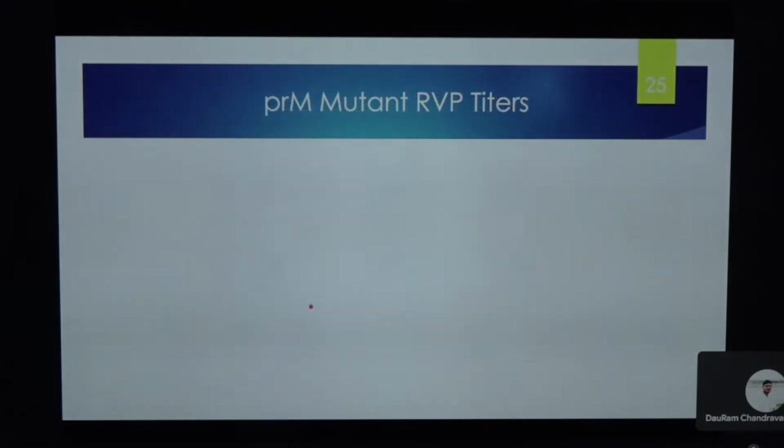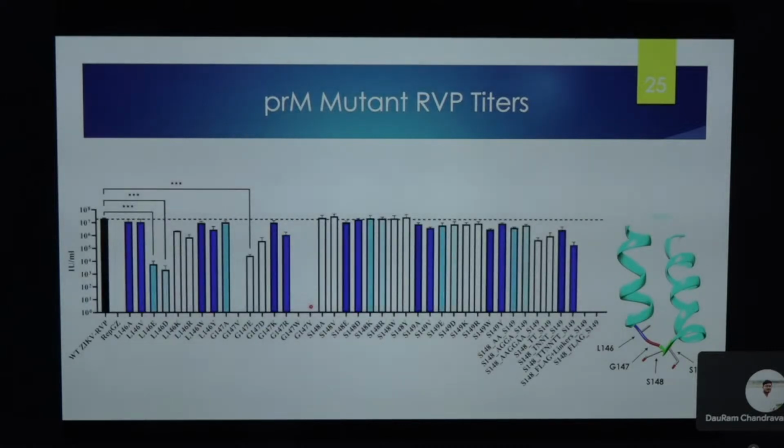But PRM showed a much different story. PRM actually showed some quite interesting results at positions 146 and 147. What we can see is that at 146, we have these two negative residues that lose about 4 logs of infectivity in some cases. And then others, like this valine at G147, as well as G147E, another negative residue, and G147B, also showed about a 3 log and 2 log reduction.